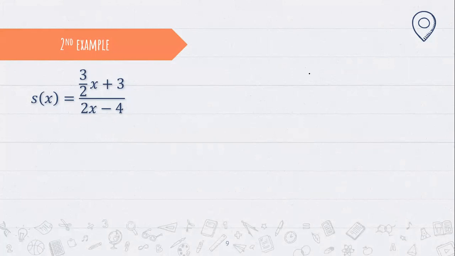Bibigyan ko kayo ng time, sige, 235. Vertical and horizontal asymptote ha. Okay, timer starts now. Para later on, malaman natin kung nakuha niyo or kung saan tayo naguluhan.